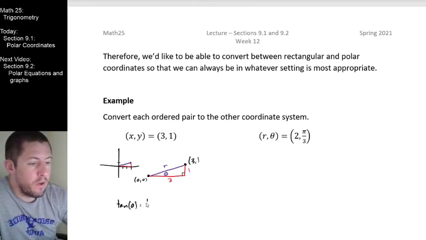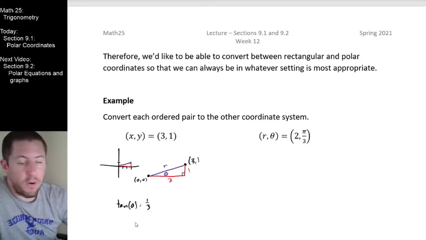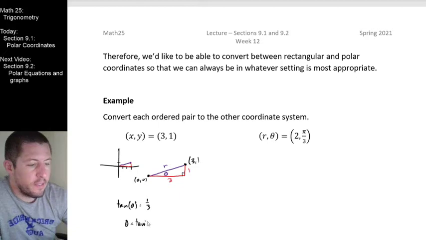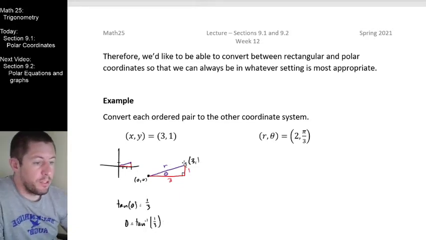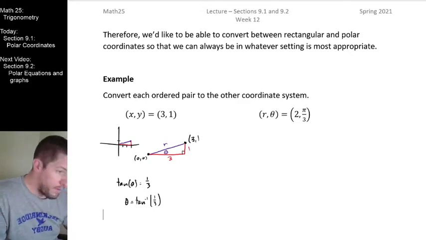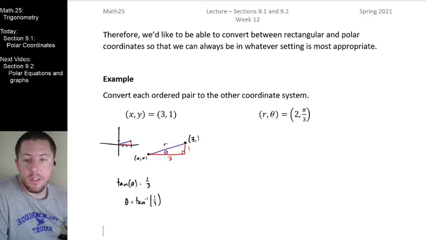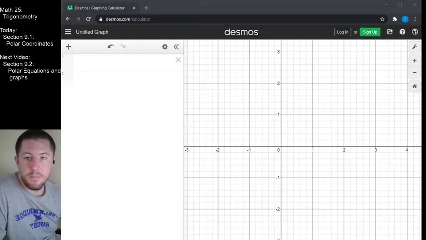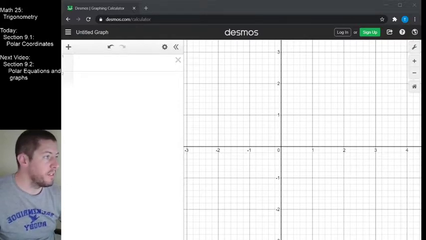is opposite over adjacent. And therefore, it's pretty reasonable that we just apply an inverse tangent to both sides, and I should be able to get an angle out from this. Let me give myself just a smidge more room right there. So let's go pop over to Desmos and ask it what tangent inverse of 1/3 is.